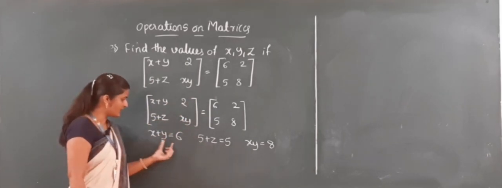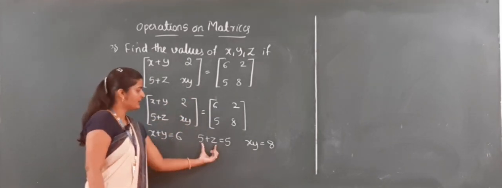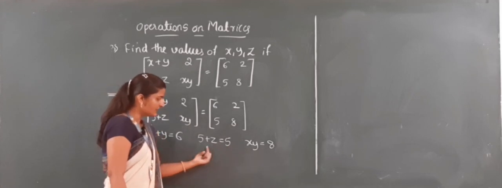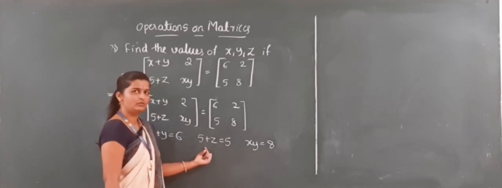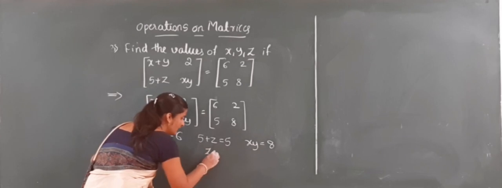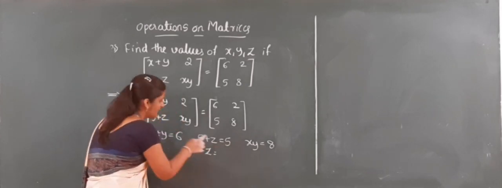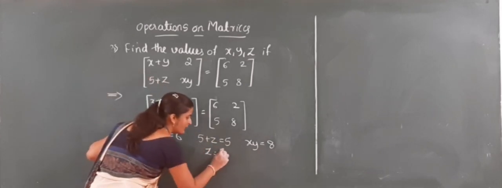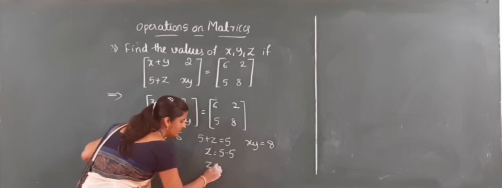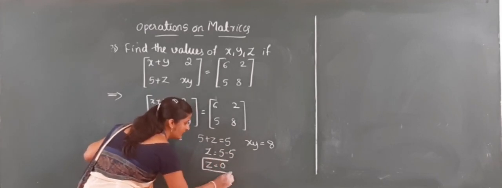So x plus y equal to 6. Okay. 5 plus z equal to 5. From this equation can we get the z value? Yes. So z equal to, I will move this 5 to that side, here plus 5, moving that side minus 5. So z is equal to 0. We got the z value.